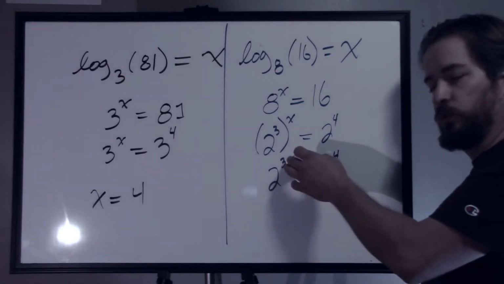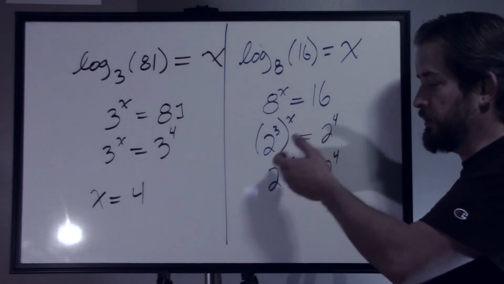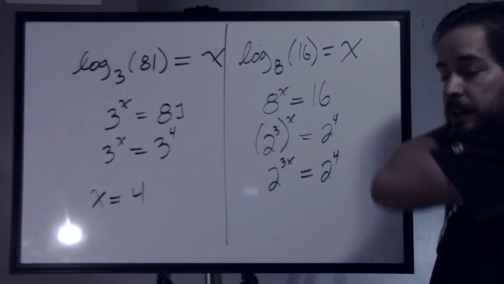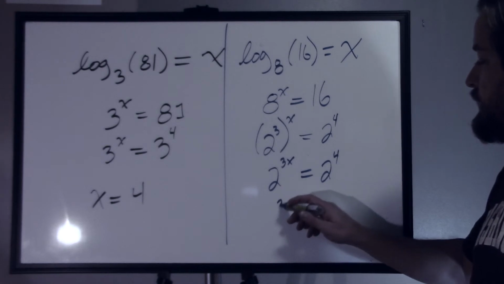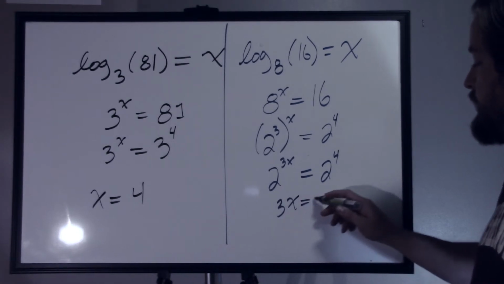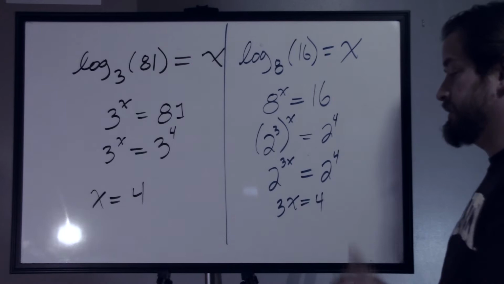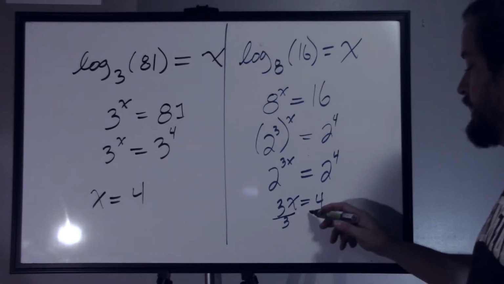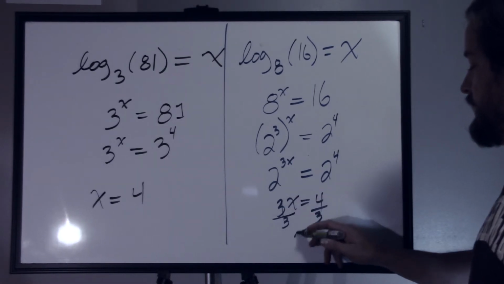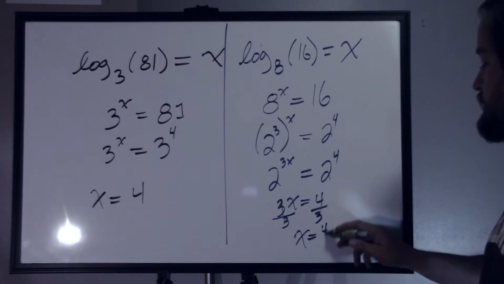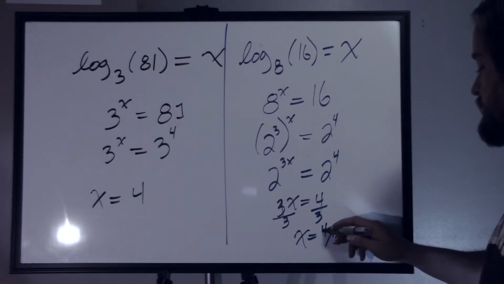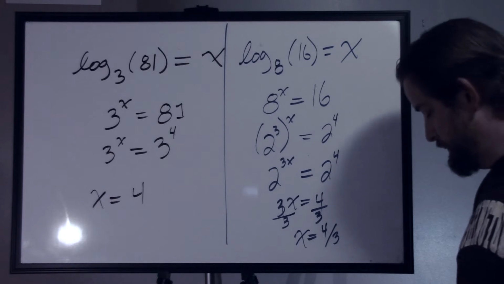And now I have 2 to one power is equal to 2 to another power, therefore those powers must be the same. And so 3x equals 4, and then I solve. I set my exponents equal to each other, and then I solve, and I do that simply by dividing by 3, and so I get x is equal to 4/3. Good.